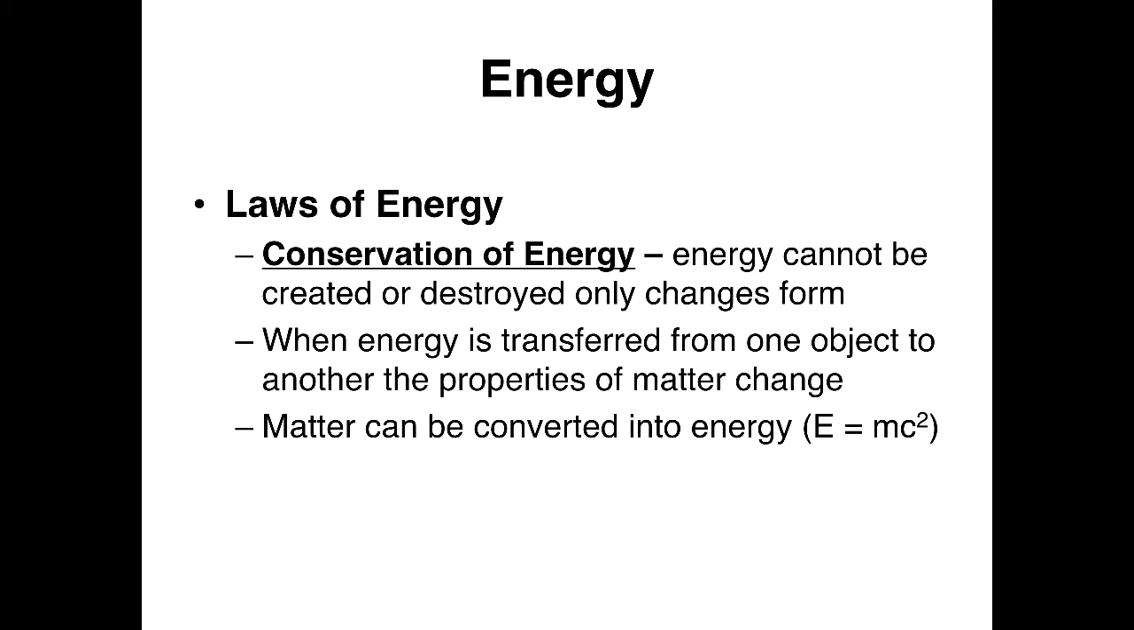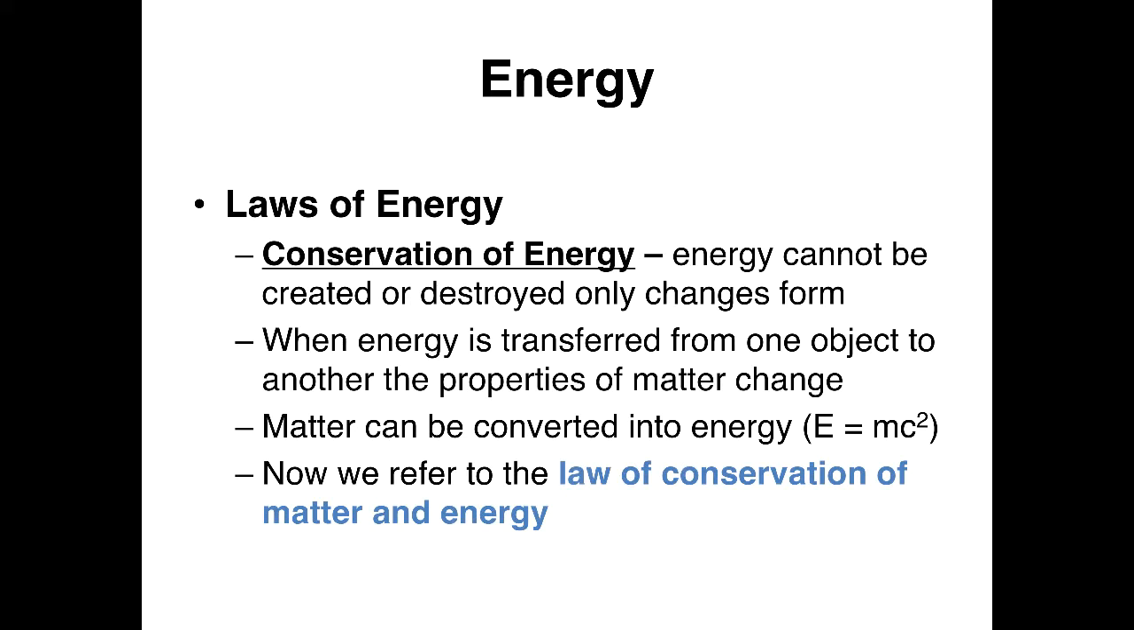Now, since Einstein, it's been found that matter can be converted into energy. Now, this is a new concept. This was not something that was believed before Einstein came along. And as it turns out, he made the calculation stating that the energy that would result if matter was converted into energy is equal to the mass of that matter times the speed of light squared.